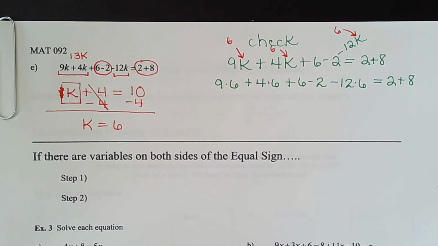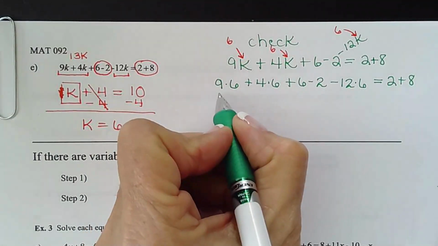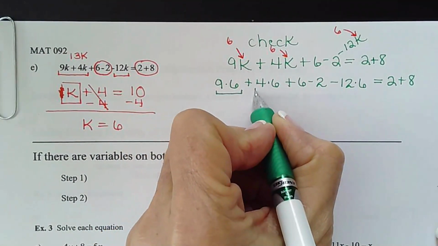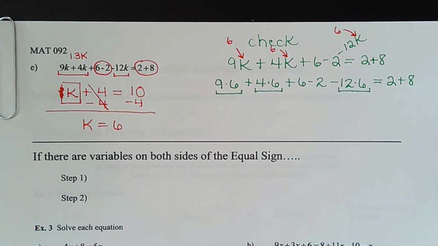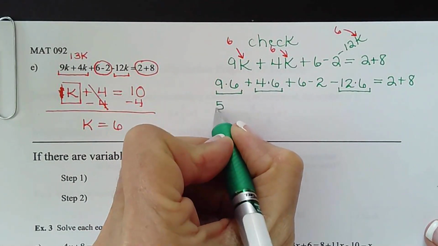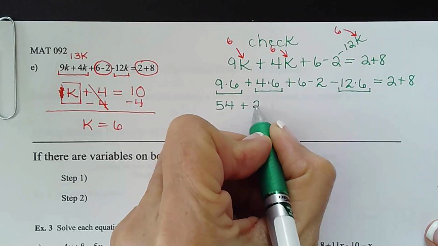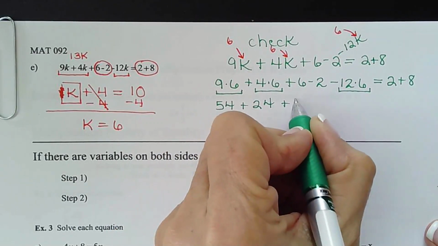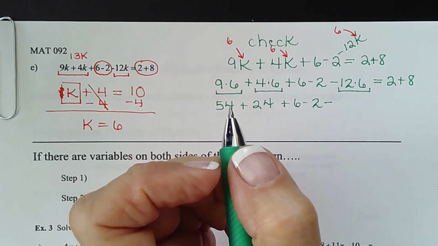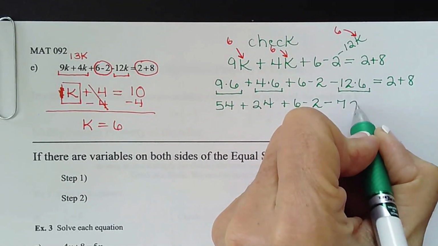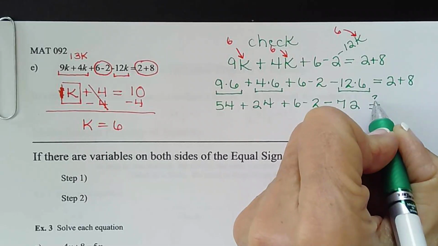Okay, so now you have to follow order of operations. Please excuse my dear Aunt Sally, no parentheses, no exponents. So next is do all the multiplication. So P's done, E's done. We're on M, which says do all the multiplication. So this is going to turn into 54 plus 24 plus 6 minus 2 minus 12 times 6, 72. And we want to know, is that going to give us 10?